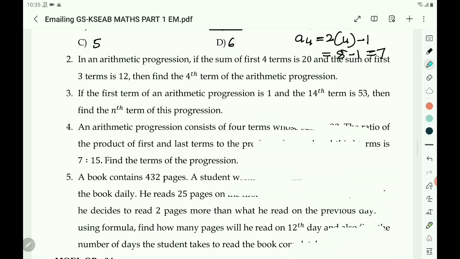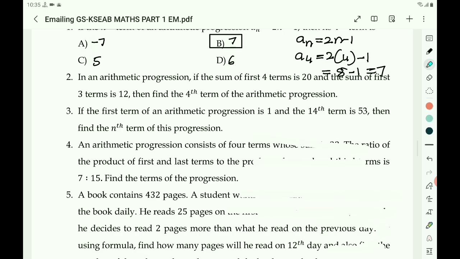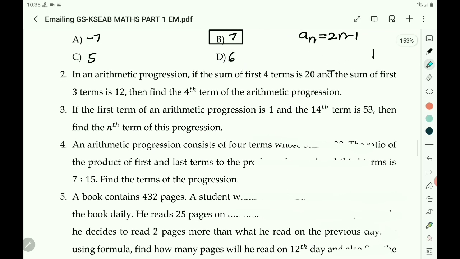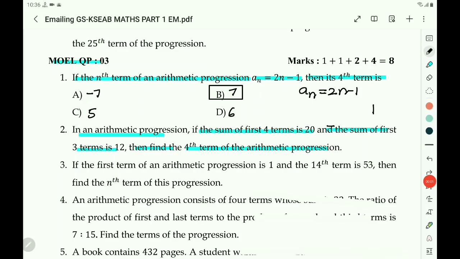Then you take the second question, that is 2 marks question. In an arithmetic progression, if the sum of first 4 terms is 20 and the sum of first 3 terms is 12, then find the fourth term of AP, fourth term of arithmetic progression. Here S4 is given and S3 is given. What we have to find out? We have to find out a4. S4 is given, that is 20. S3 is given, 12. We have to find out the fourth term.